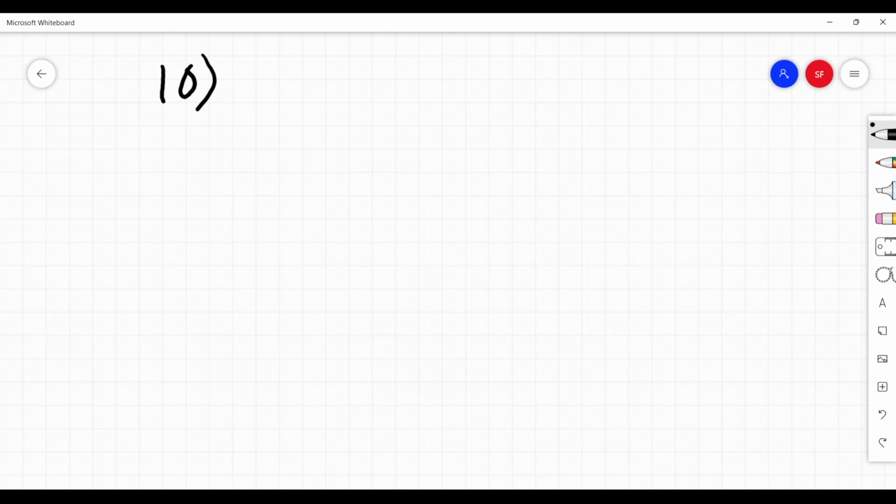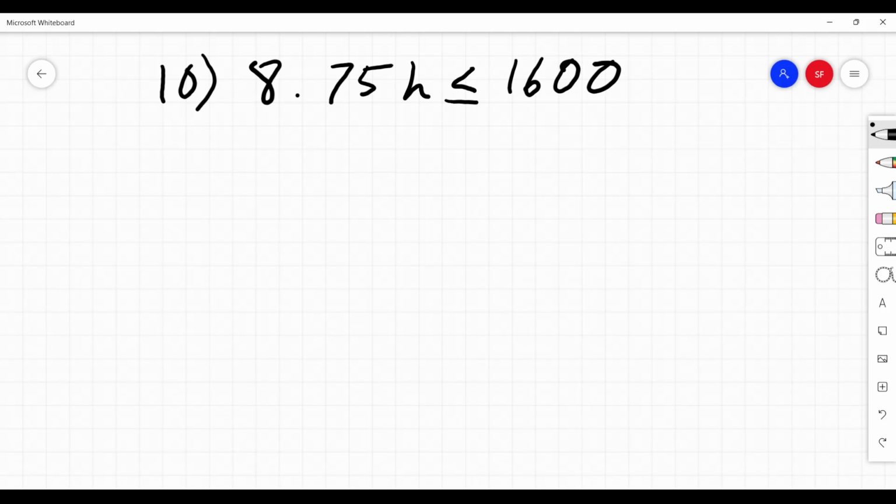The equation you end up with is 8.75h is less than or equal to 1,600. And when you solve it, you end up with h is less than or equal to 182.86.